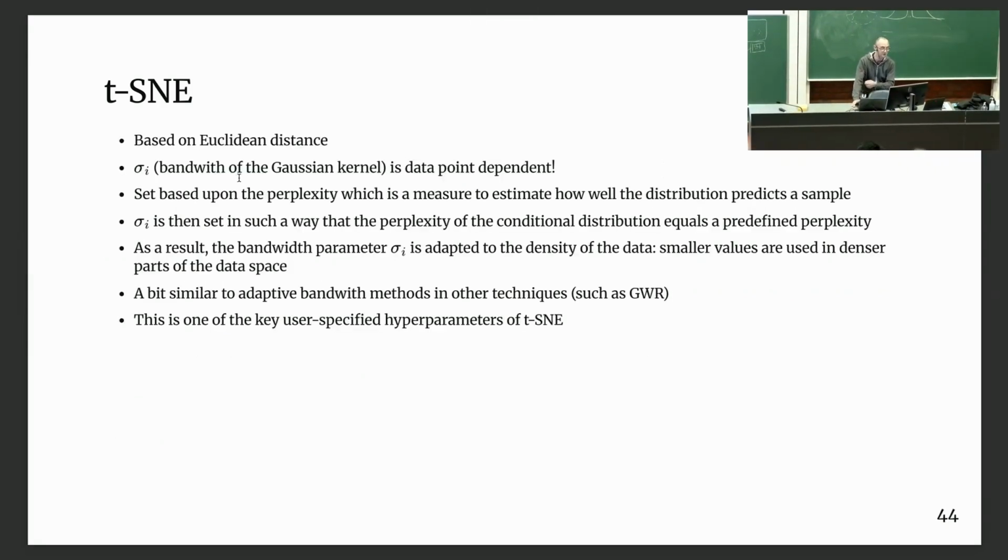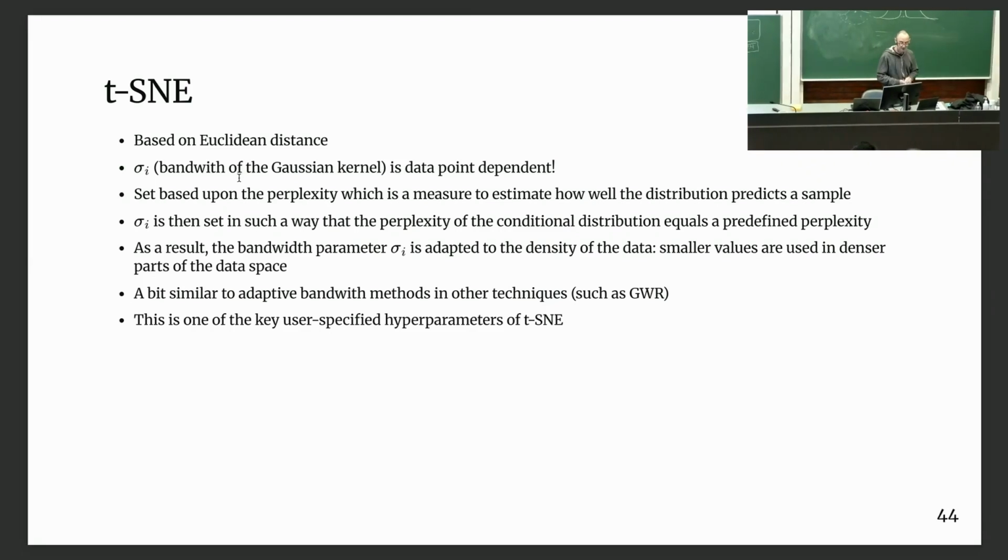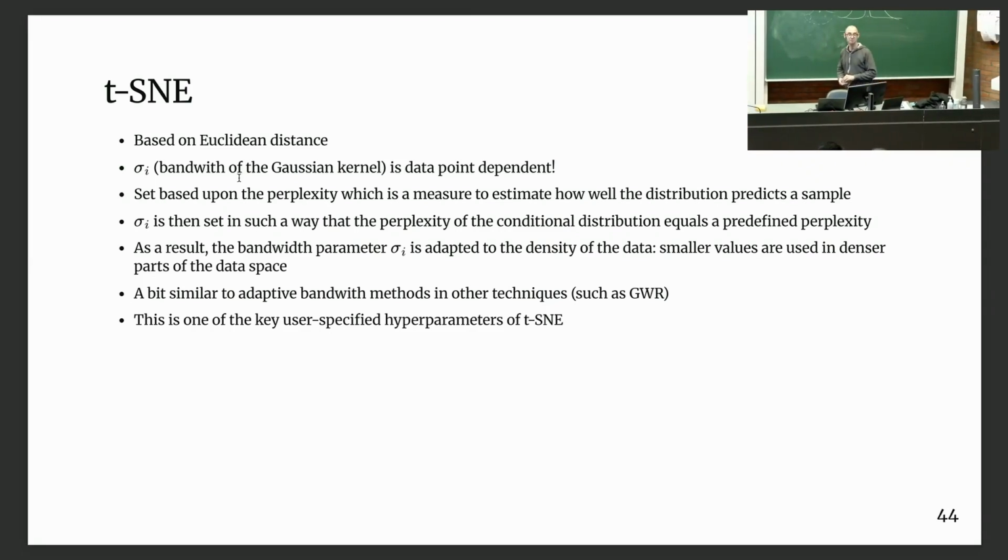So if you would have 10,000 data points, the technique would ask you, okay, and now please set a bandwidth for each of them separately. That would obviously not work, right? So what it offers instead is a single perplexity parameter. And that's something that you can set.